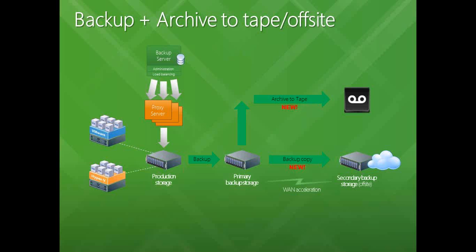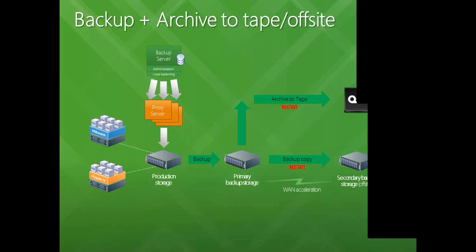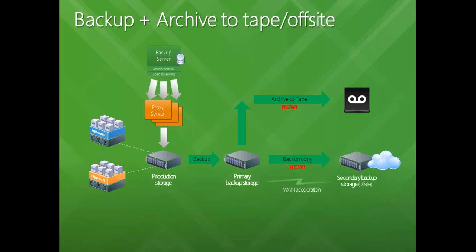In version 7, it's a D to T. So initially, I'll be backing up my virtual machines to disk, and from disk, I can push it to tapes. As you can see from my primary backup storage, I got two options. I can move my backups to tape using the archive to tape options, where I can push my data to a tape drive or a tape library or VTLs.